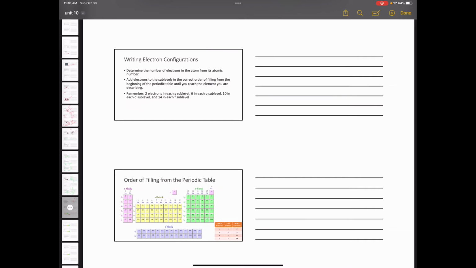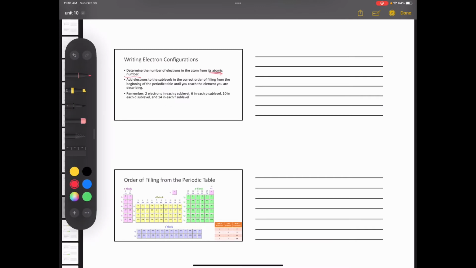So you'll have to locate that element on the periodic table, and then you'll have to see where the atomic number is, because the atomic number tells us the number of electrons, correct? Because a neutral atom will have the same number of electrons as the number of protons. So something like nitrogen, which has 7 protons, because we're talking about the neutral nitrogen, that means it has 7 electrons as well. So you will use the 7 count of electrons to write the electron configuration for nitrogen.